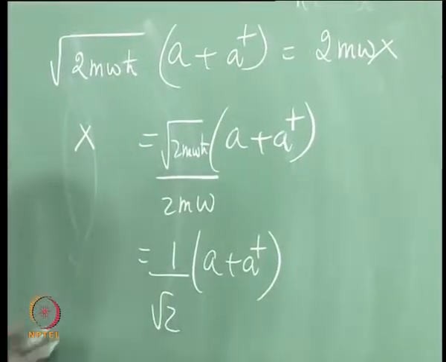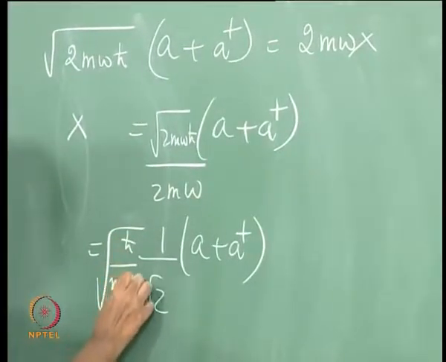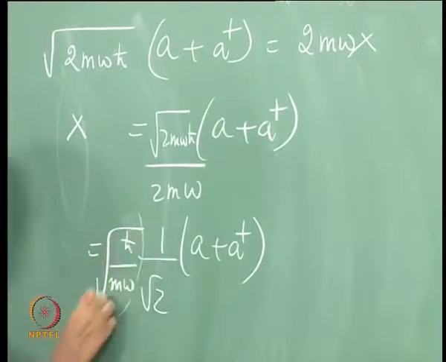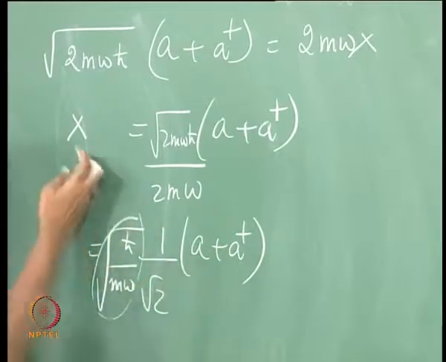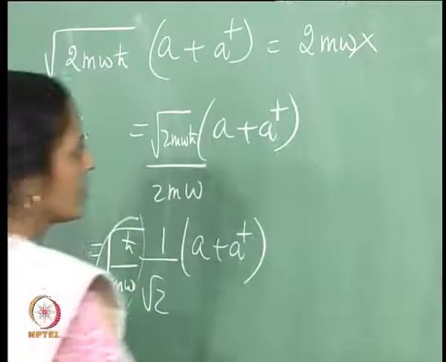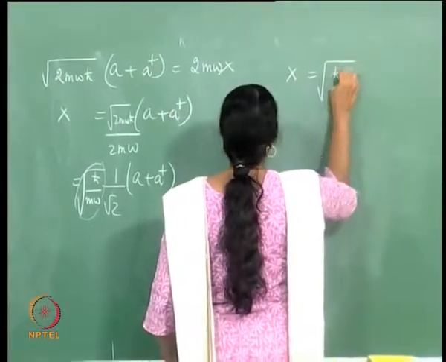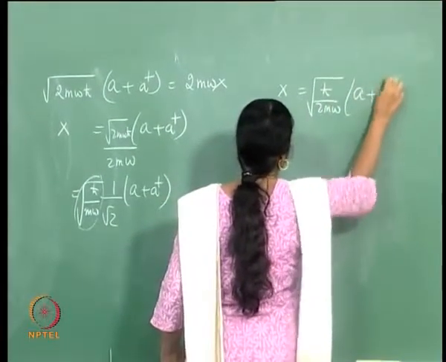This multiplies root of h cross by m omega. As I pointed out earlier on, this has the dimensions of length, this is dimensionless, and therefore we get x with the correct dimensions. So let me write it here, x is equal to root of h cross by 2 m omega times (a plus a dagger).